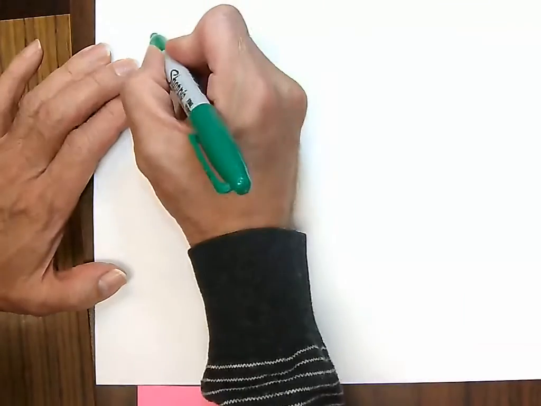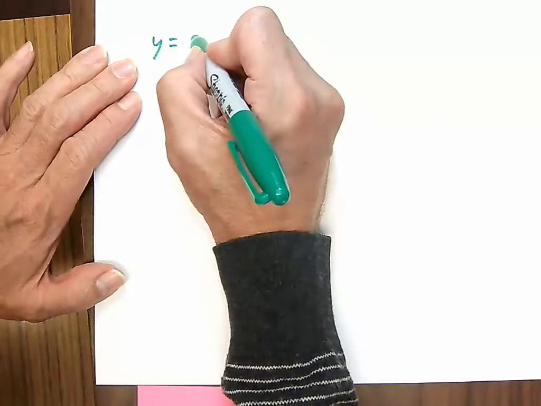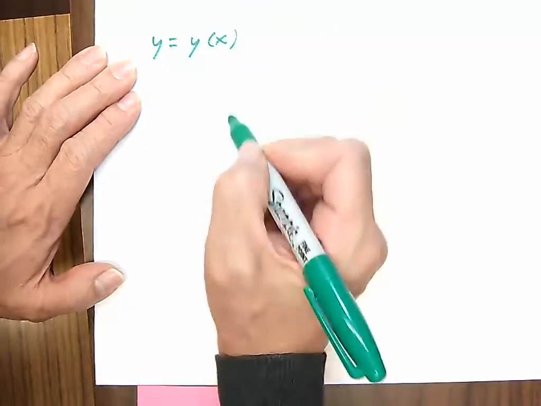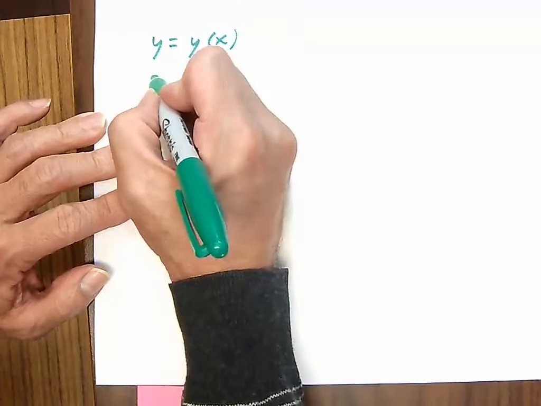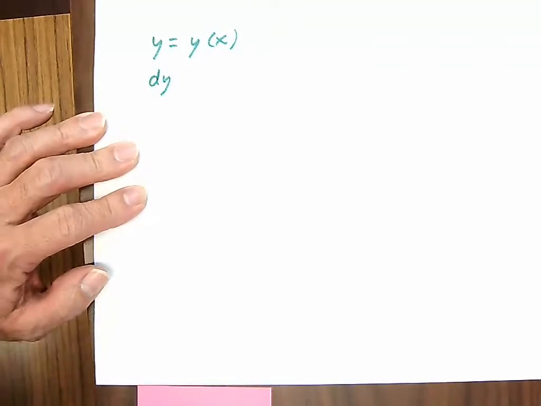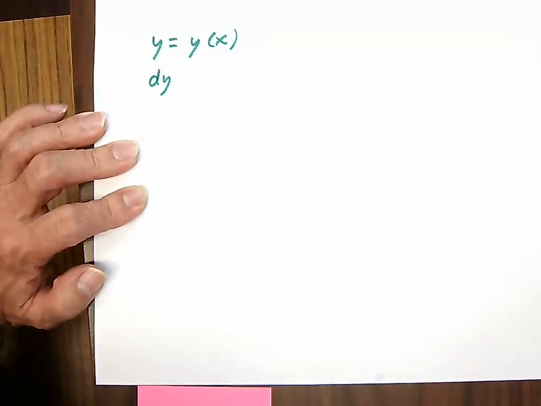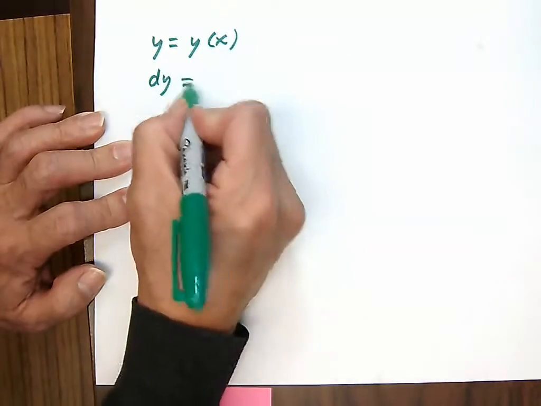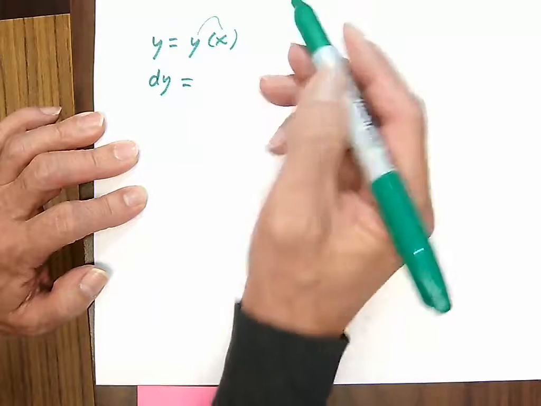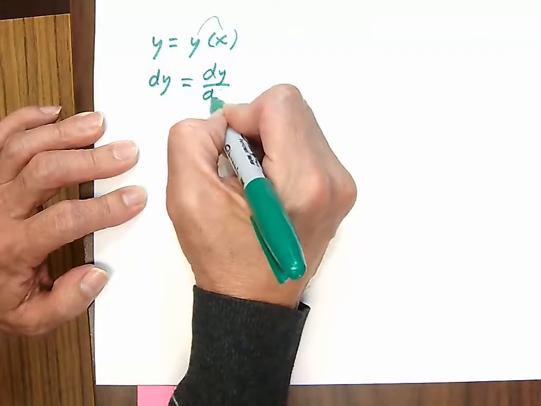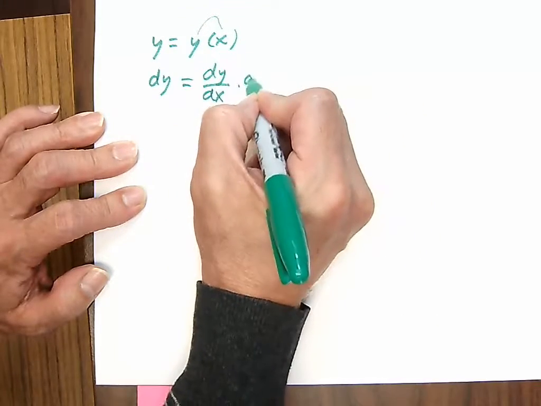In this video, we want to look at the concept of differentials. So let's suppose we have y, which is some function of the variable x. We can then look at dy, which is known as the differential of y, which represents the change in y. And here's what it's equal to. It's equal to the derivative of y with respect to x times the differential of x.